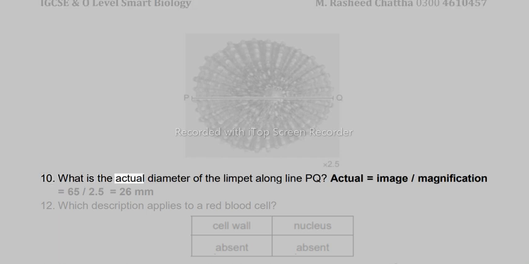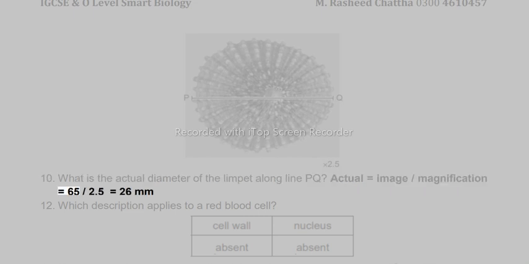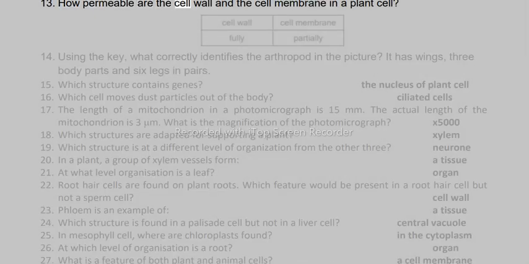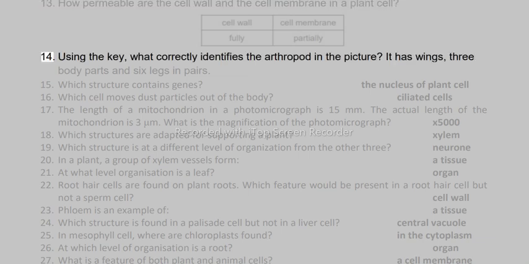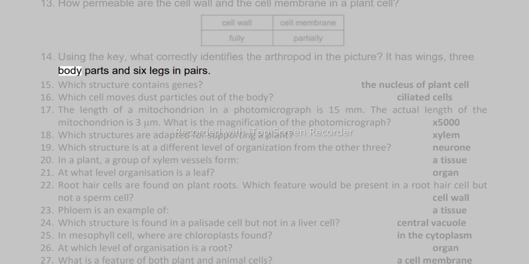10. What is the actual diameter of the limpet along line PQ? Actual equals image over magnification, 65 over 2.5, equals 26 mm. 12. Which description applies to a red blood cell? 13. How permeable are the cell wall and the cell membrane in a plant cell? 14. Using the key, what correctly identifies the arthropod in the picture? It has wings, 3 body parts and 6 legs in pairs.